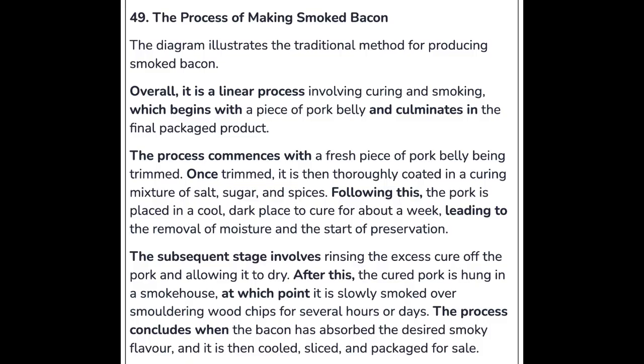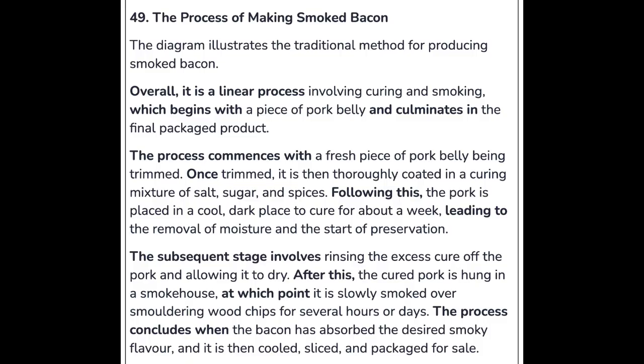The diagram illustrates the traditional method for producing smoked bacon. Overall, it is a linear process involving curing and smoking, which begins with a piece of pork belly and culminates in the final packaged product. The process commences with a fresh piece of pork belly being trimmed. Once trimmed, it is then thoroughly coated in a curing mixture of salt, sugar, and spices.